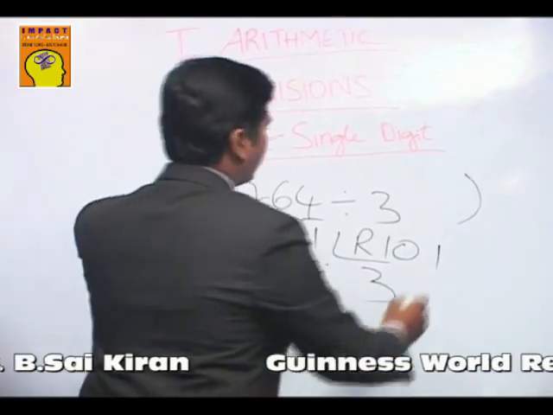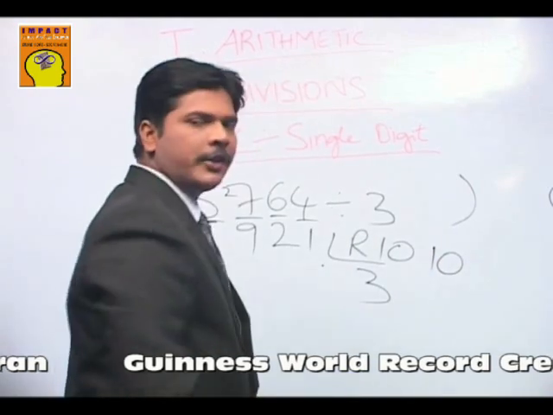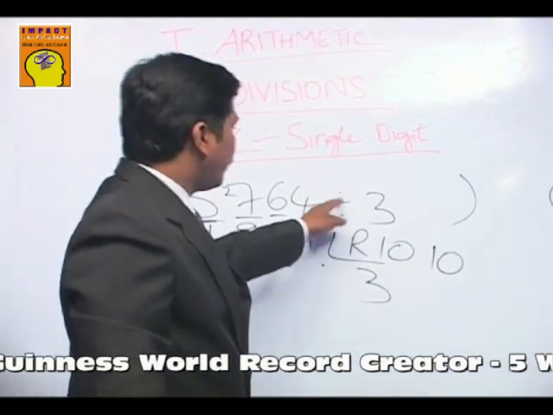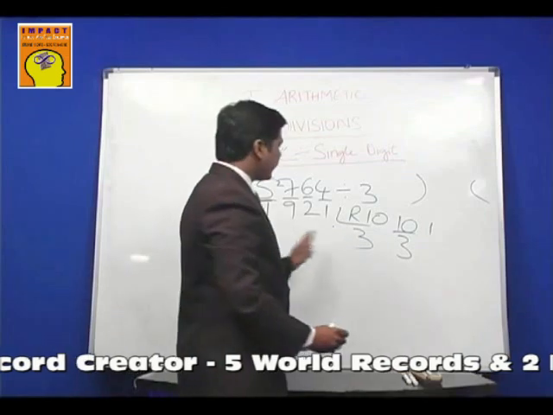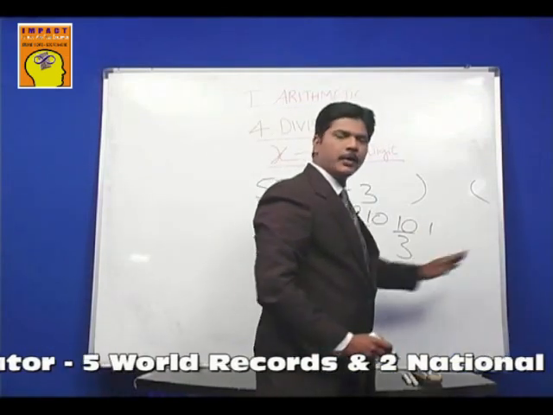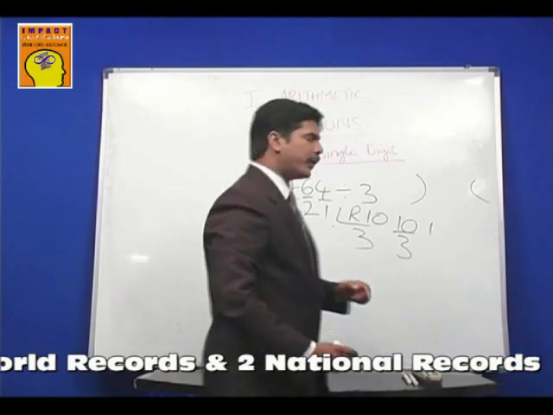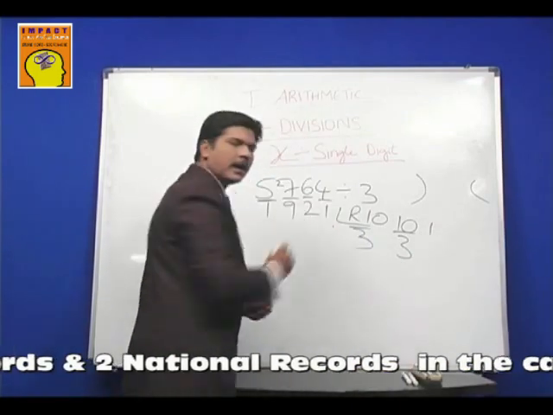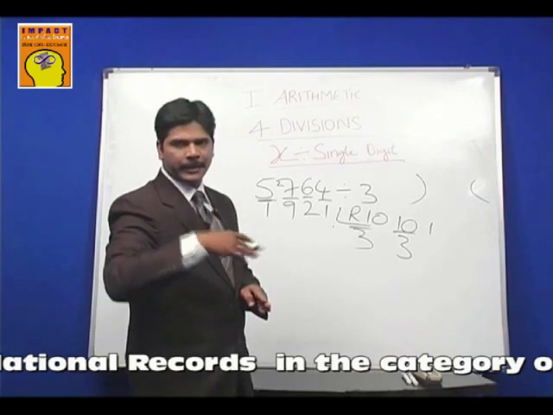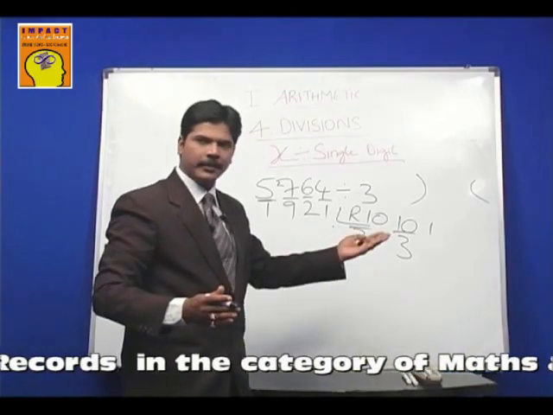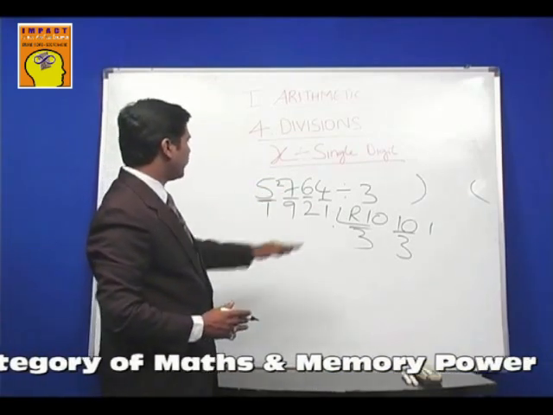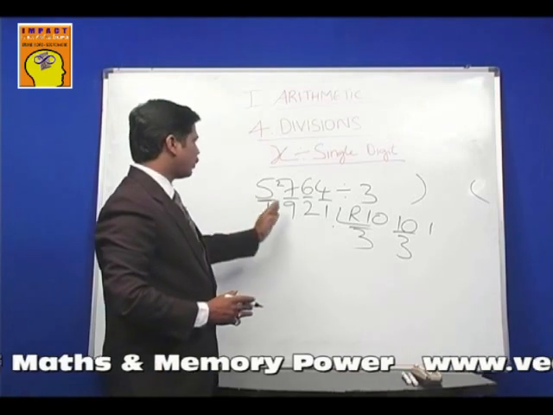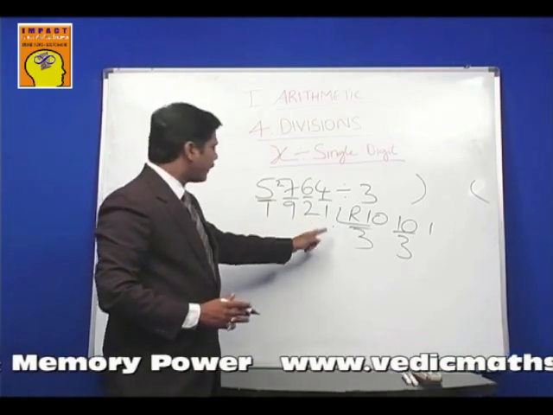After the decimal we can keep as many zeros as we like, so again you make it 10. Again 3 goes in 10 three times with the remainder of 1. So the 3 is non-terminating. It goes on 3, 3, 3, 3. So what we do is put a bar above 3. This indicates 3 bar, 3 non-terminating. So when you give 5764 biscuits to 3 people, each person gets 1921 biscuits and 0.3.